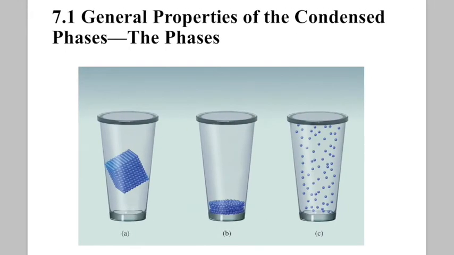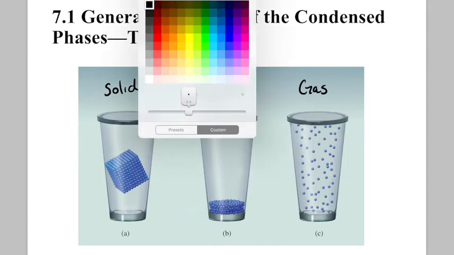Okay? So there are three main phases that matter can be in. And those are solids, liquids, or gas. Right? When you get fancier in your science career, you might talk about plasmas and all that sort of good stuff. But for right now, we're going to keep things simple. 99.9% of all matter can be classified as either a solid, a liquid, or a gas. Okay? So let's talk about the properties of solids, liquids, and gases.